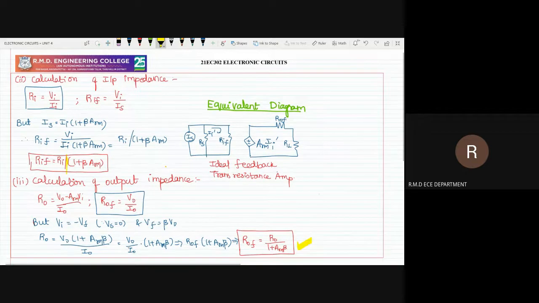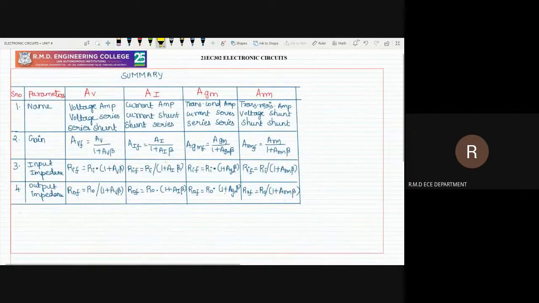So this is your summary of the four amplifiers. I am having four amplifiers: voltage amplifier, current amplifier, transconductance, and trans resistance. The first row indicates the names of that amplifier. The second row indicates the gain, the final answer of the gain. Third and fourth are the input impedance as well as the output impedance. Thank you, students.